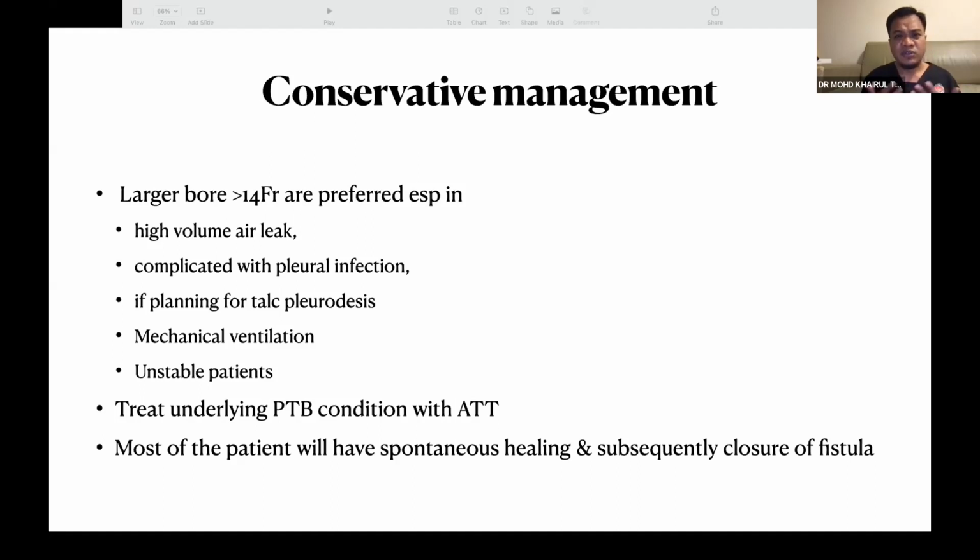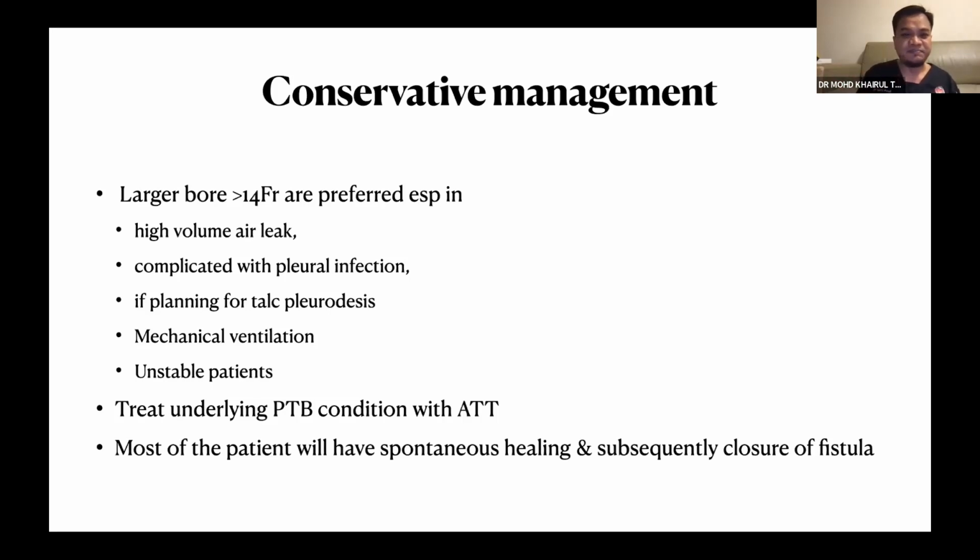A part of conservative management is actually treating the underlying TB condition, because we know that as the TB is healing and the fibrosis occurs, it will eventually close the fistula. And from the literature, it is saying that more than 70% of patients resolve by themselves, and closure of the fistula occurs within the intensive phase of treatment.